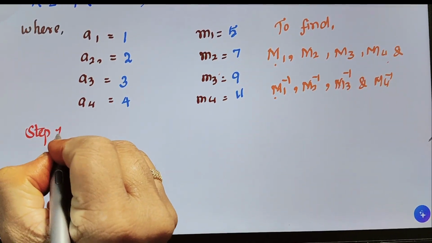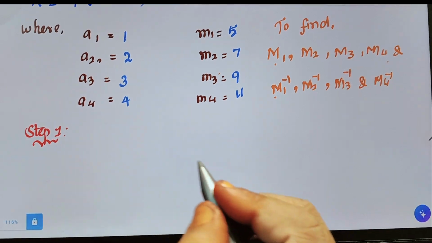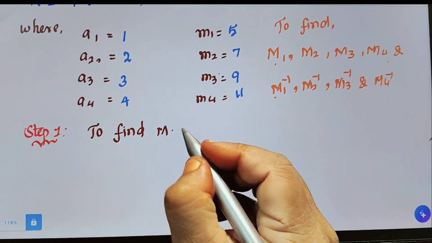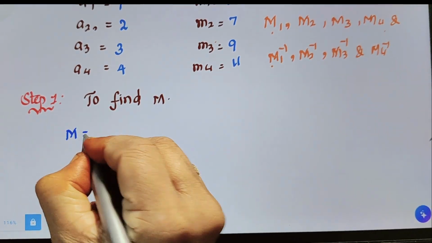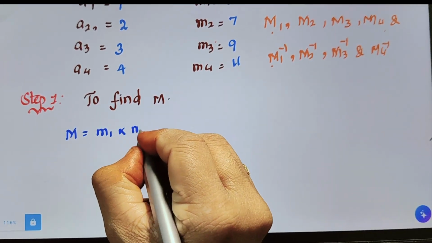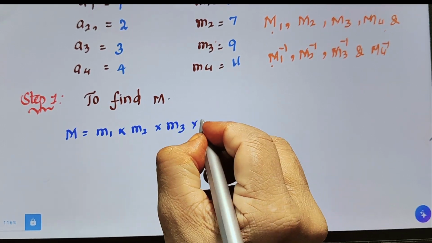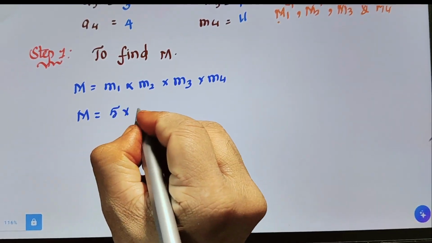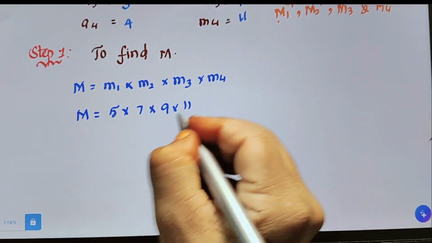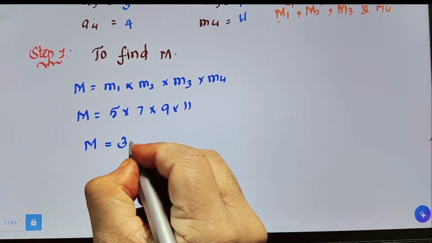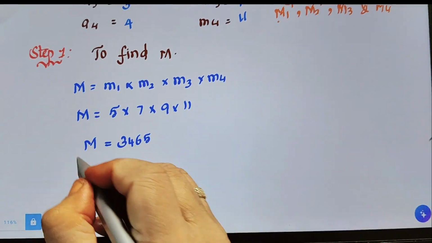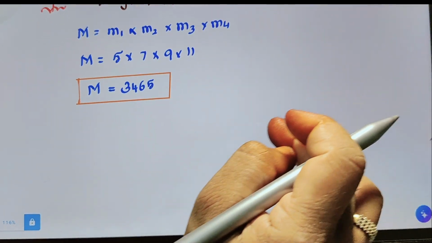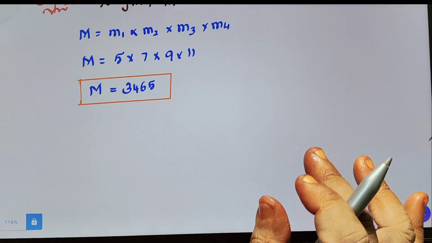Step 1, to find capital M. The formula is capital M equal to m1 times m2 times m3 times m4. Substitute the respective values: 5 into 7 into 9 into 11. So capital M equal to 3465. Based on this value, next find the values of capital M1, M2, M3 and M4.